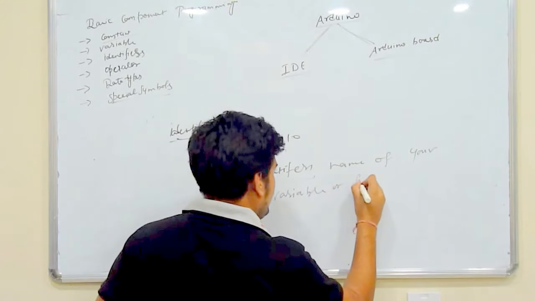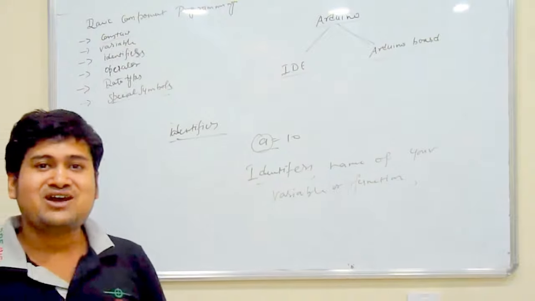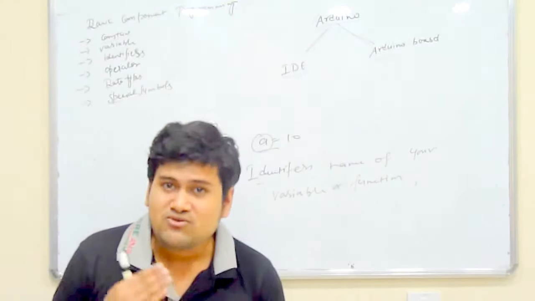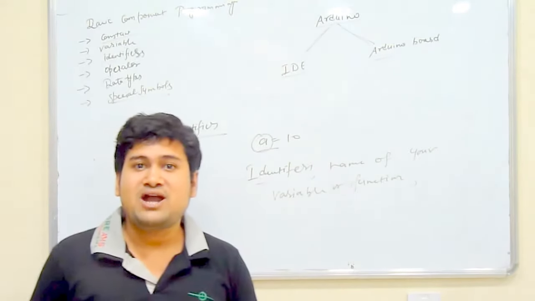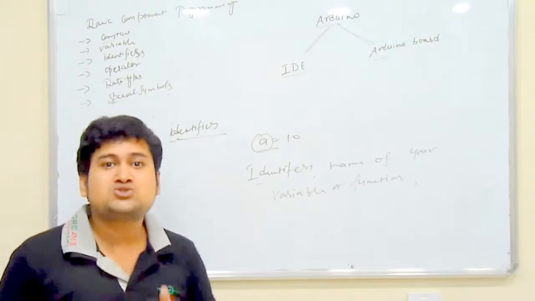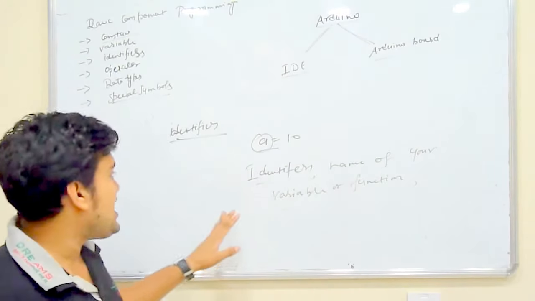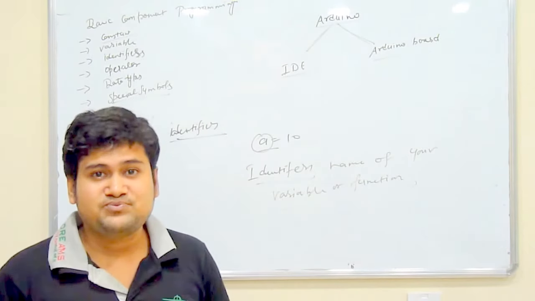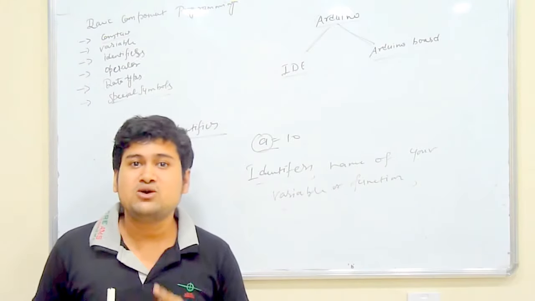The identifier is nothing but a name by which you can identify your variable and your function. If you are not using identifiers, how can you identify your function? If you want to identify your function or your variable name, then you need to use the identifier. Now, what is the rule for the identifier? It should be a unique value in the whole program.